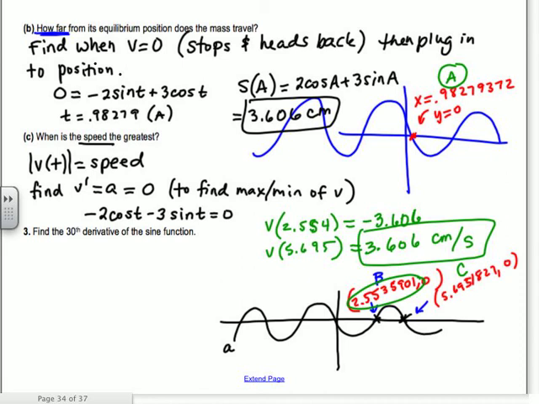Okay, number 3, find the 30th derivative of the sine function. Sorry, they're going to a college day. 5 minutes. 30th derivative of the sine function.